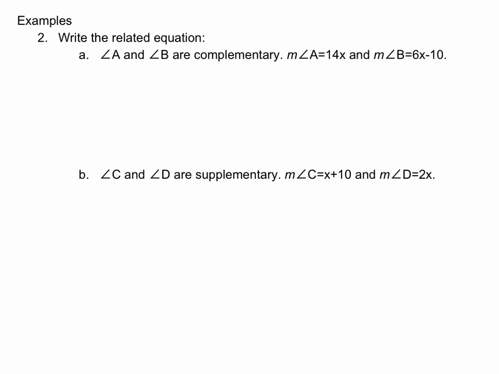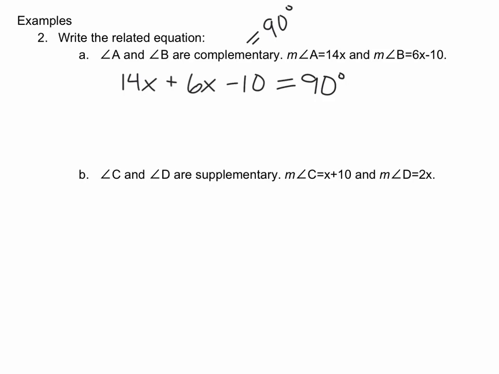Two final examples for today. In part A, angle A and angle B are complementary. Remember, that means they equal 90 degrees when they are added together. If the measure of angle A is 14x and the measure of angle B is 6x minus 10, all I have to do is add those two together, and I know they will equal 90 degrees. So if I'm going to write the equation, I can write 14x, that's angle A, plus 6x minus 10, that's angle B, and that is going to add to equal 90 degrees.